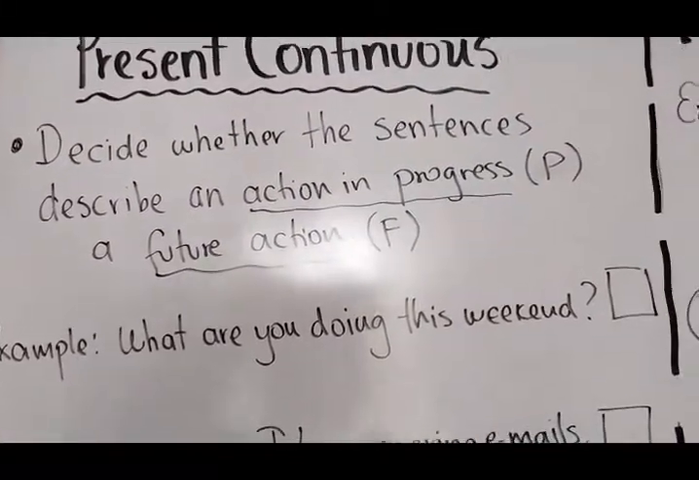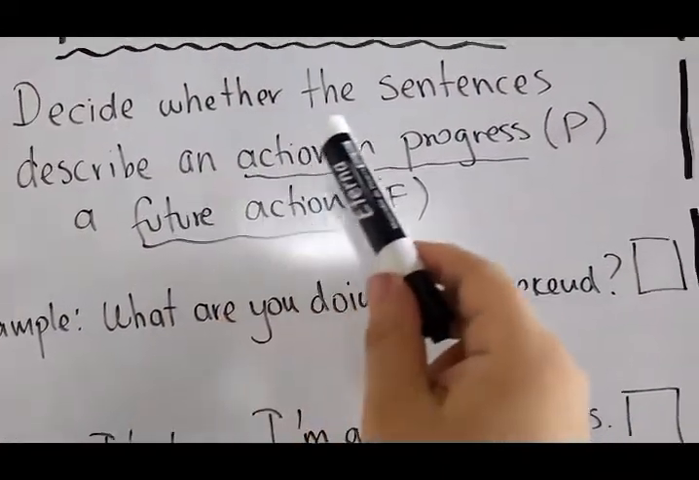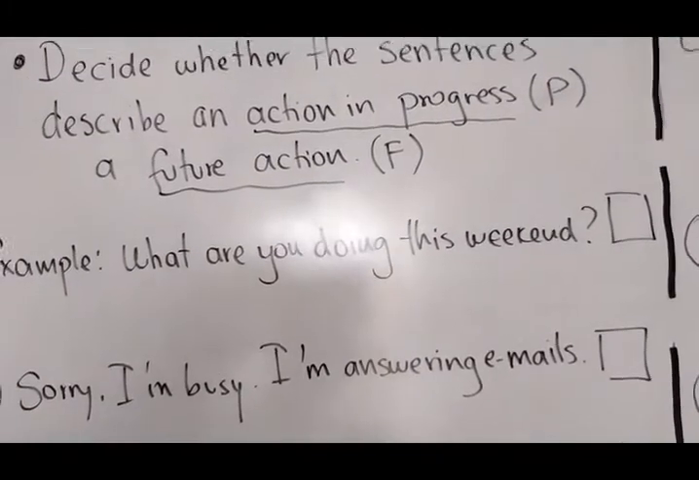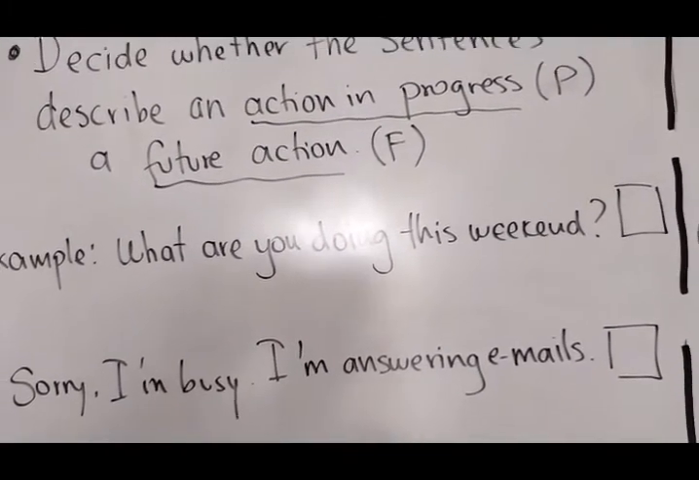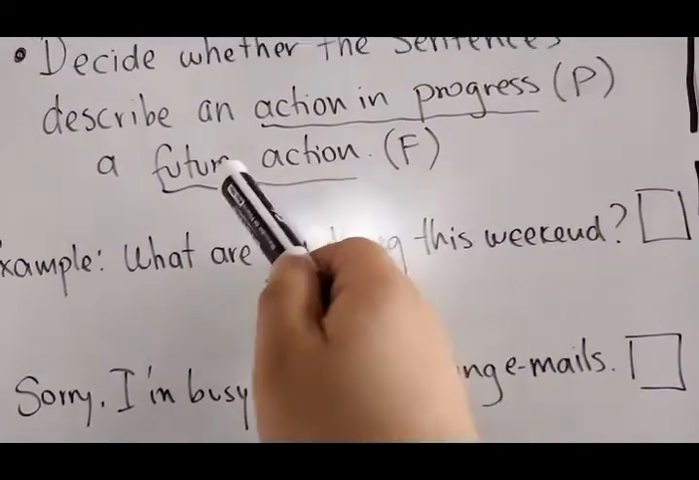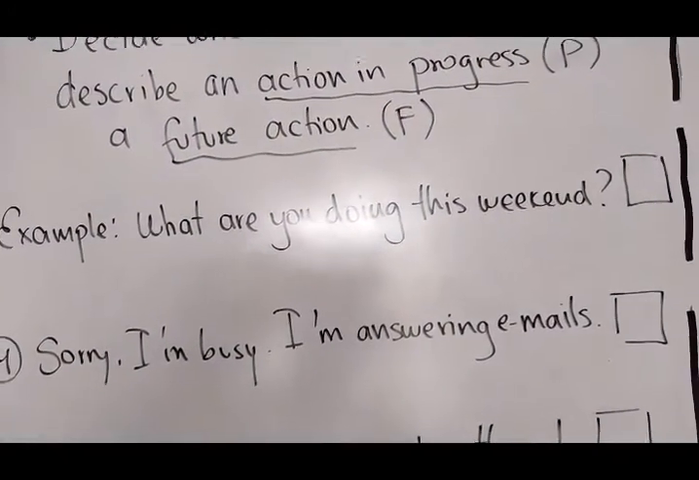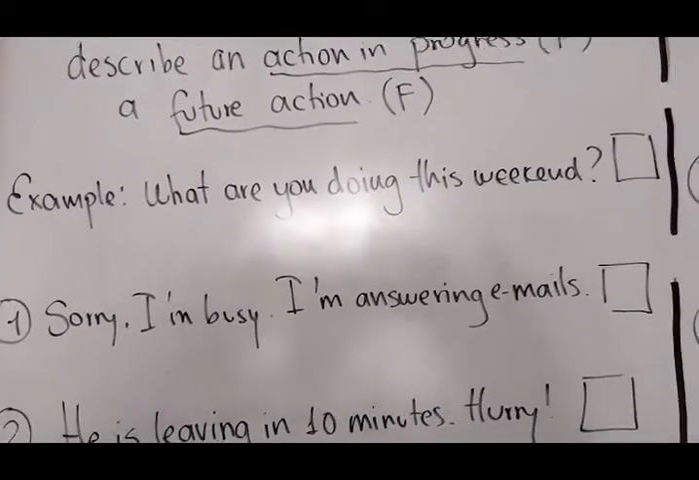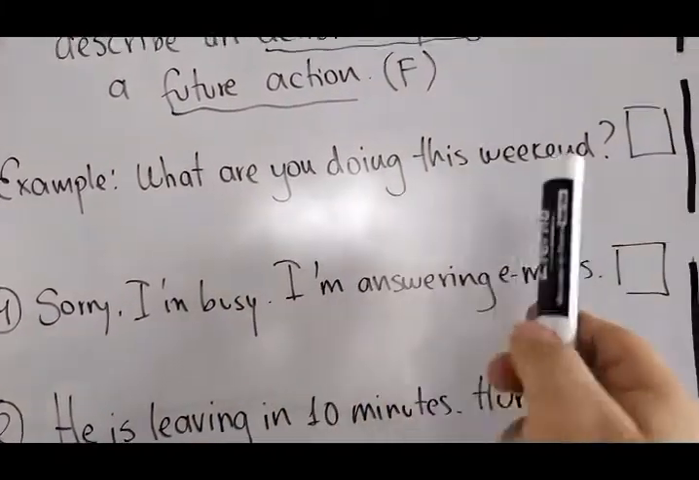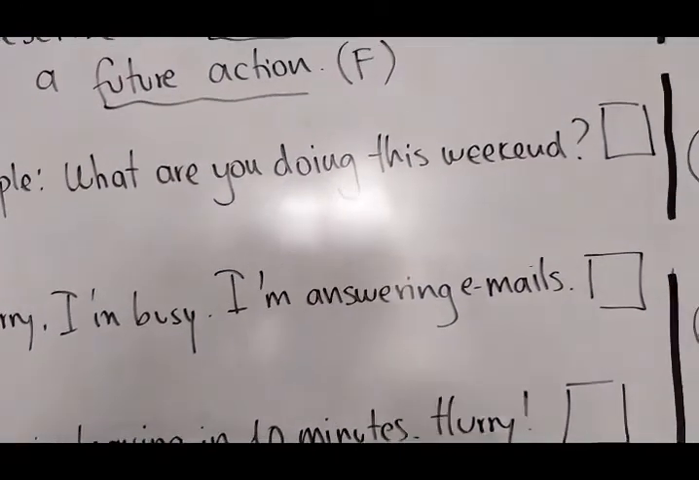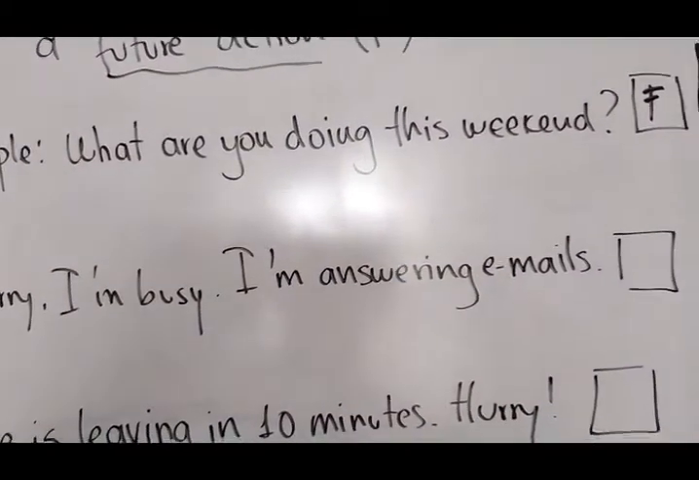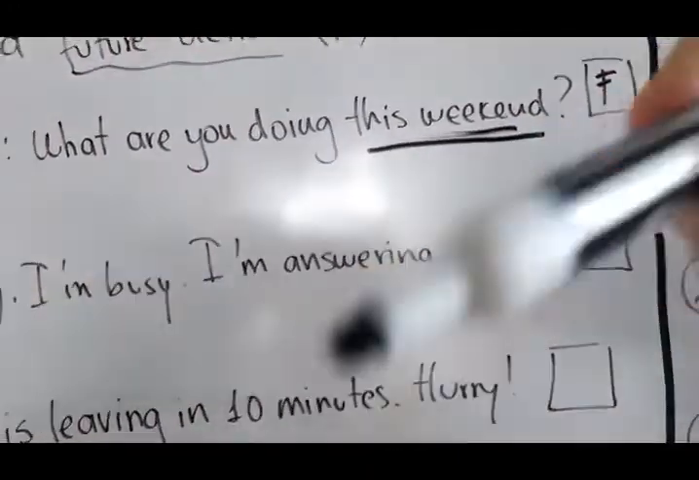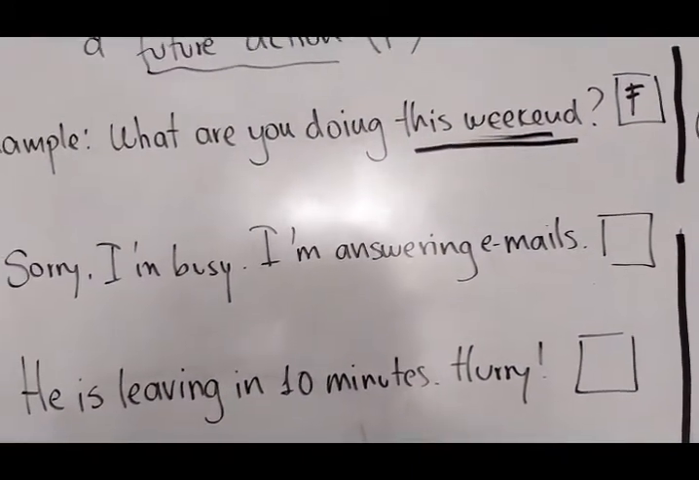So in the first part of the activity, you are going to decide whether the sentences are describing an action in progress or a future action. Remember that present continuous has multiple uses. One use is to describe an action that is happening now, and in other cases it is also used to describe a future action. So you are going to identify it. I'm going to give you one example. What are you doing this weekend? In this case, this question is asking for something in the future, because they are asking about what are you doing this weekend. Not now, not in this moment, but in a future that is this weekend. So that is the answer in this case.